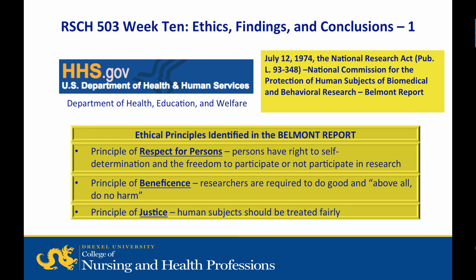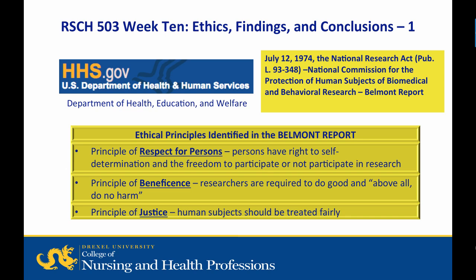The former United States Department of Health, Education, and Welfare constituted the National Commission for the Protection of Human Subjects of Biomedical and Behavioral Research in 1974. Several years later, this group developed its report, termed the Belmont Report, that provided 3 ethical principles regarding research involving human subjects.